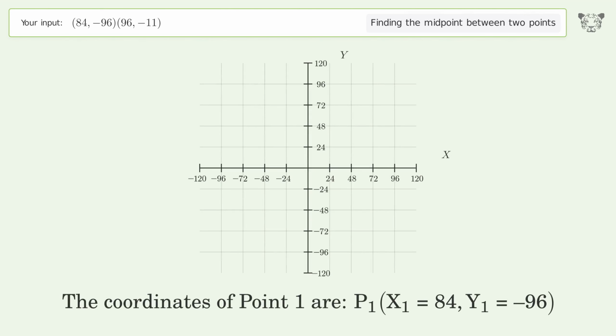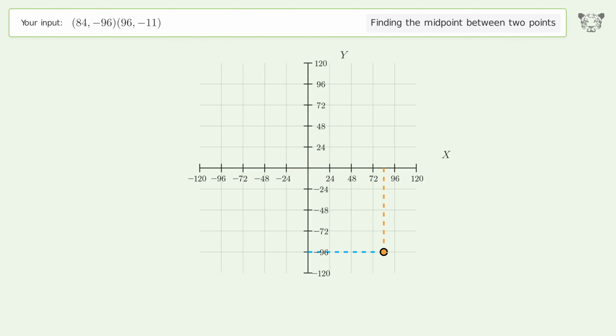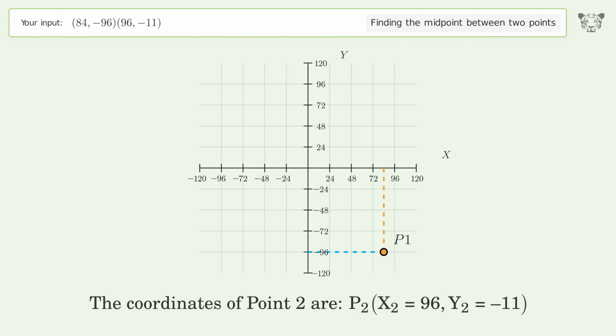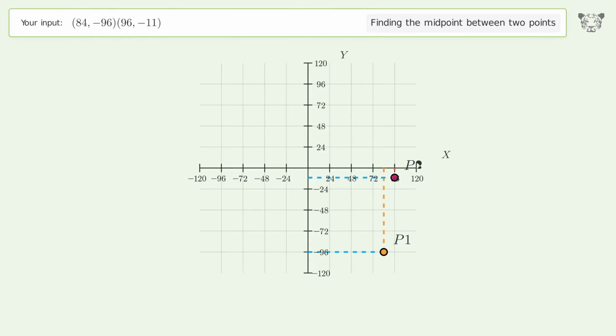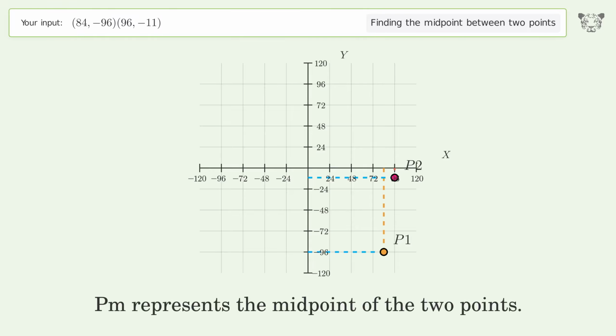The coordinates of point 1 are, x1 equals 84, y1 equals negative 96. The coordinates of point 2 are, x2 equals 96, y2 equals negative 11. PM represents the midpoint of the 2 points.